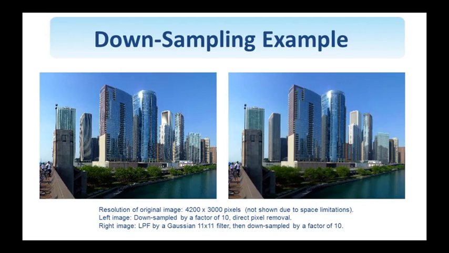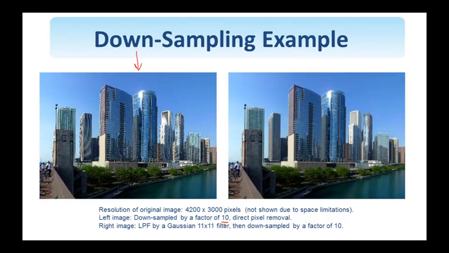So you see an example here of the downsampling process we just described. The original image is 4200 by 3000 pixels. It's too large, it's not shown here. And I show the result of downsampling with and without pre-filtering, pre-low-pass filtering. So on the left, you see the image that resulted by just, again, throwing away every 9 columns and every 9 rows, since the downsampling factor is 10 in this particular case.